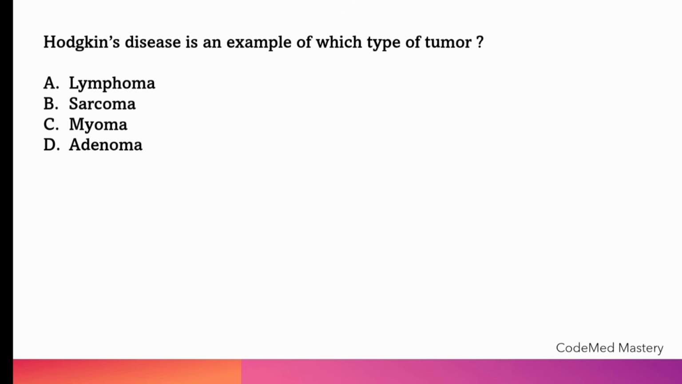Next question. Hodgkin's disease is an example of which type of tumor? Option A, lymphoma. Option B, sarcoma. Option C, myoma. Option D, adenoma. Hodgkin's disease is also known as Hodgkin lymphoma. Hodgkin lymphoma is a type of lymphoma which is a cancer that originates in the lymphatic system, specifically in white blood cells. Next question.